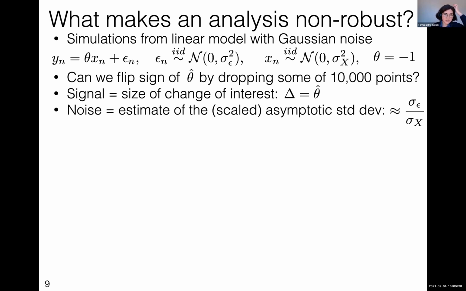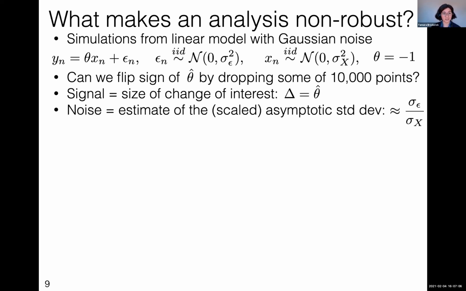Now, in this particular problem, we can get a lot more intuition by asking what that actual value is. It turns out the actual value is pretty close to sigma epsilon over sigma x. Why does this make sense? As sigma epsilon gets bigger, the epsilon n term dominates in the original linear regression, and there's not a lot of information about what theta is. We expect this to be a pretty unstable problem. Whereas if sigma x gets really big relative to sigma epsilon, then the theta xn term dominates, and there's a lot of information about what theta is, and we expect this to be a pretty stable problem.